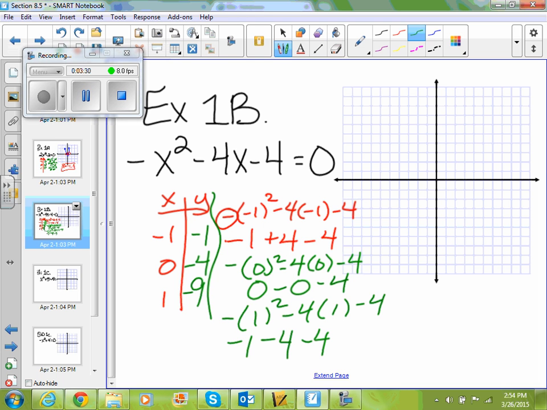Okay. So -1, -1 tells me to go back 1, down 1. 0, -4 tells me to go over 0, down 4. And 1, -9 tells me to go over 1, down 9. Now the only other thing I need to check is if my parabola is going to open up or down. It's going to open down, right, because of that negative, so I know it goes this way, and then I just mirror it to find the other side. And so what does that tell me about my zeros? It's imaginary.